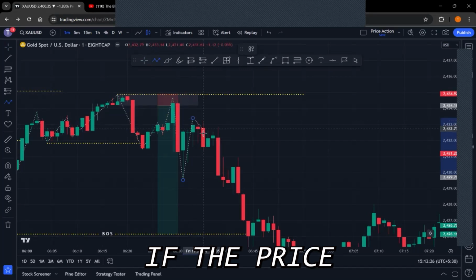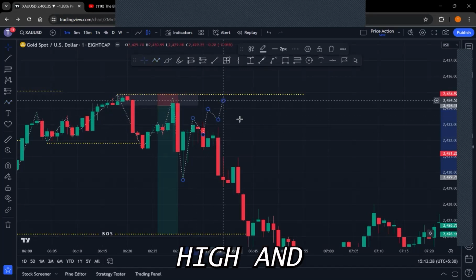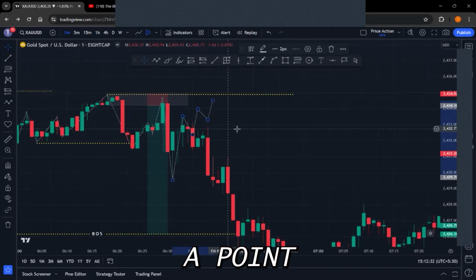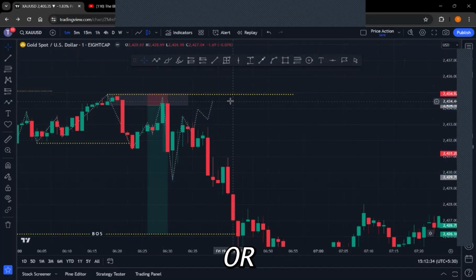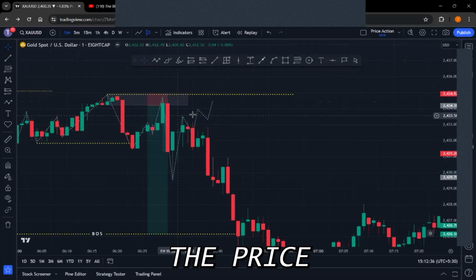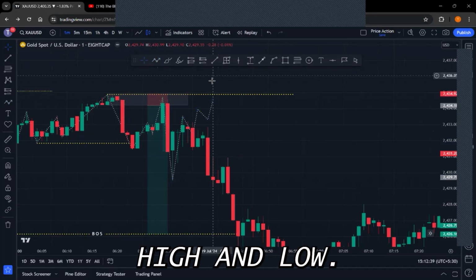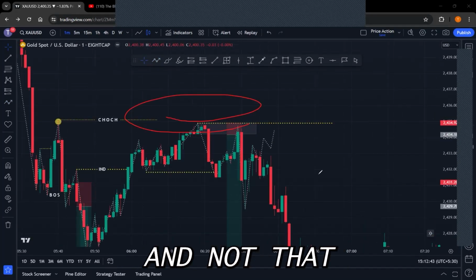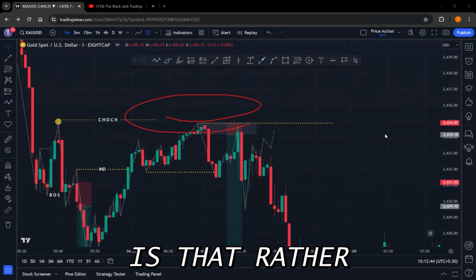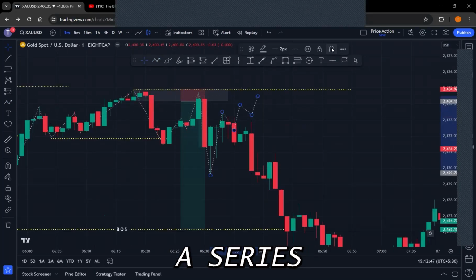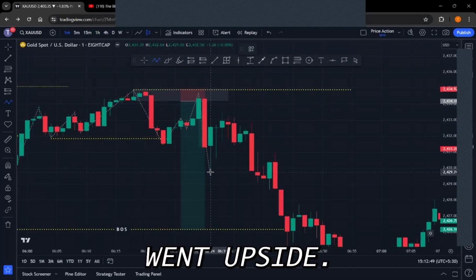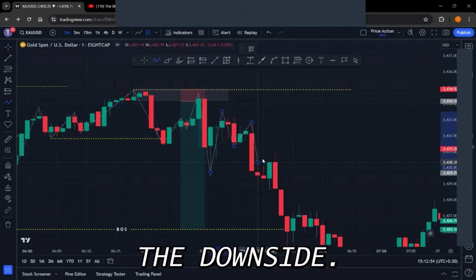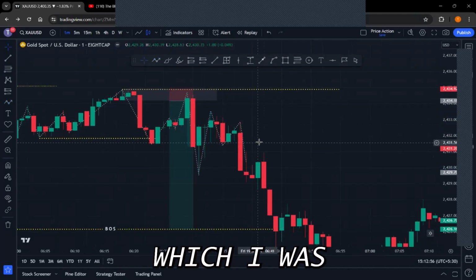Now from this point, if the price had started creating another higher high and higher low, this scenario would be a point of weakness, and you should not be buying or selling into it, because the price is again creating a series of higher highs and higher lows, and there's a high probability that the price will take out the external liquidity from the upside and not the downside. But at this point, what I can see is that rather than creating a series of higher highs and higher lows, the price went upside, and from here went down again, towards the upside and again towards the downside. So this is the exact moment which I was waiting for.